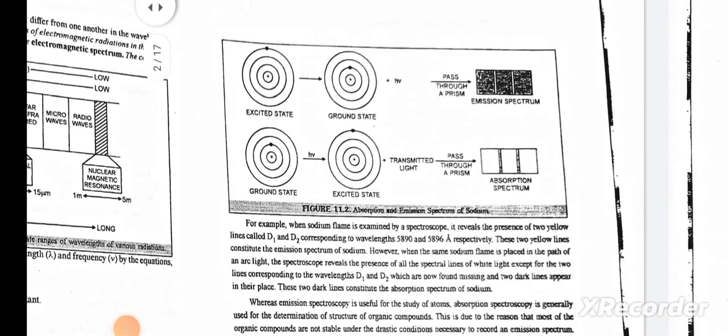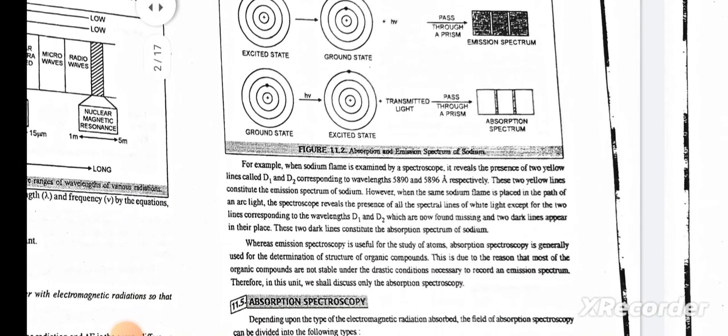You can see the figure 11.2, absorption and emission spectrum of sodium. For example, when sodium flame is examined by a spectroscope, it reveals the presence of two yellow lines called D1 and D2 corresponding to wavelength, and respectively. These two yellow lines constitute the emission spectrum of sodium. However, when the same sodium flame is placed in the path of an arc light, the spectroscope reveals the presence of all the spectral lines of white light except for the two lines corresponding to the wavelengths D1 and D2, which are now found missing, and two dark lines appear in their place. These two dark lines constitute the absorption spectrum of sodium.